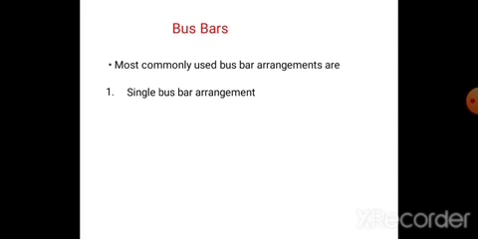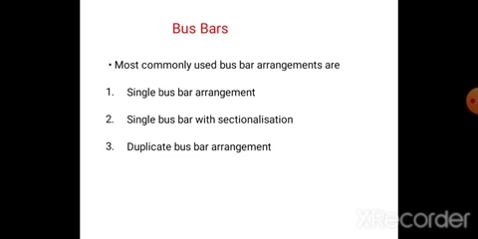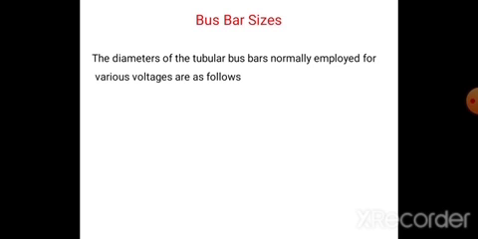The most commonly used bus bar arrangements are the single bus bar system, the double bus bar system, single bus bar with sectionalization, and duplicate bus bar arrangement. So in a substation we use different types of bus bars. And now bus bar sizes: the diameters of the tubular bus bars normally employed for various voltages are as follows.